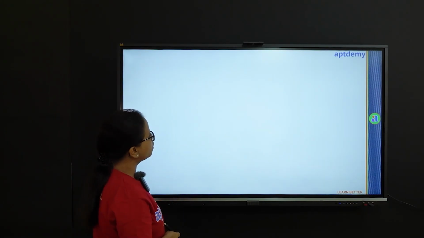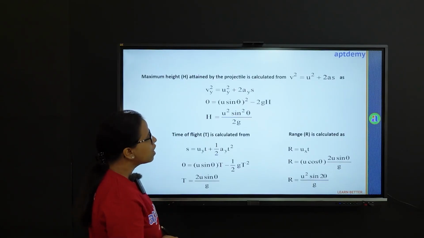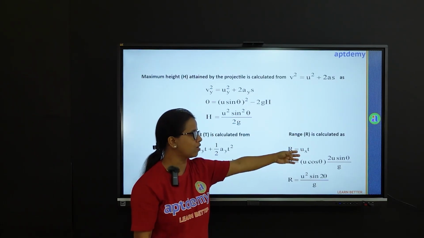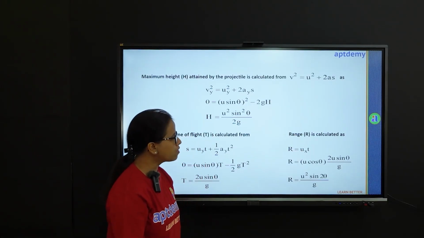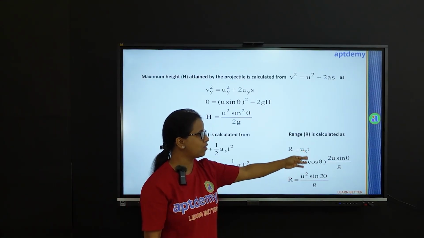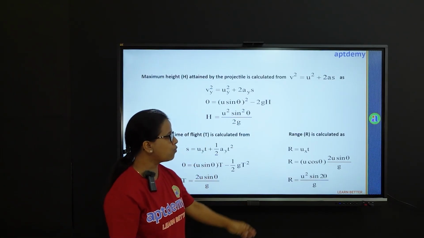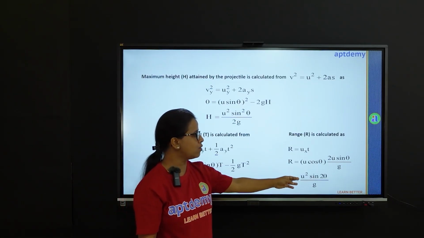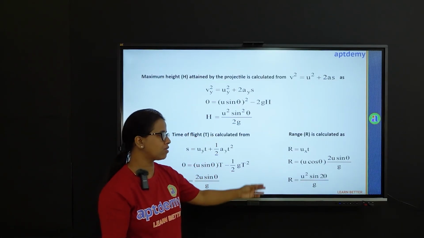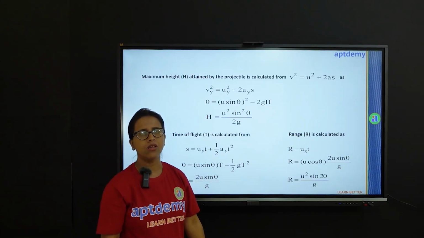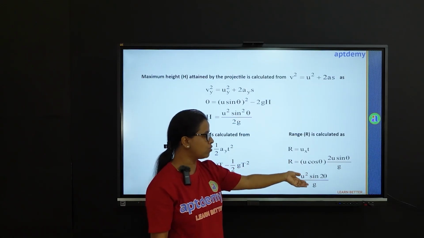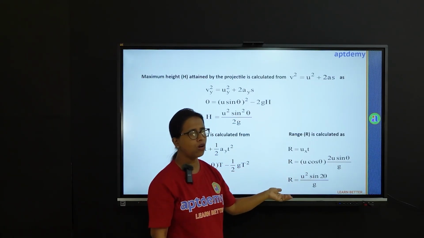Now how do we calculate the range of the projectile? Range is basically nothing but ux times T. This is the horizontal component of the initial velocity times the time. So we can simply replace the values. Ux is u cos theta, T is 2u sin theta by g, and we get an expression for R as u square sin 2 theta by g. Now remember, what was the formula for sin 2 theta? Sin 2 theta is nothing but 2 sin theta cos theta. So that formula has been used here to write an expression for range.